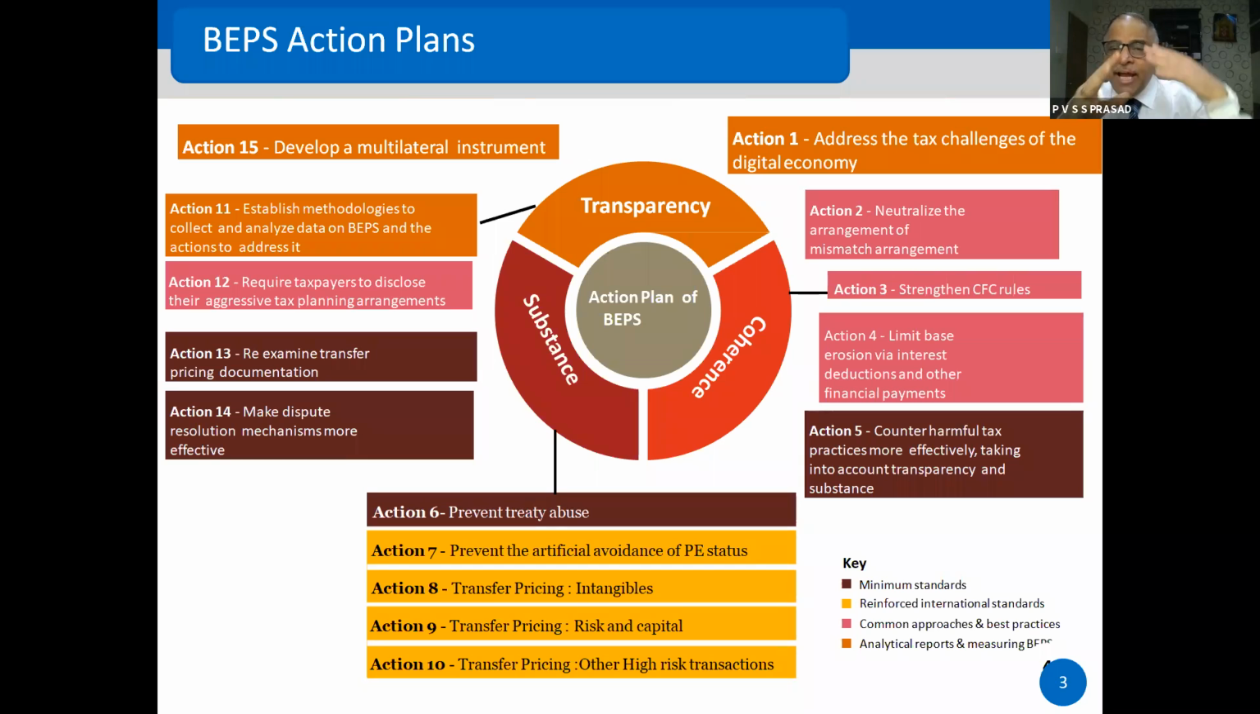This is how the action plans need to be implemented partially through the domestic law of the respective countries, and some of the measures, like Action Plan 7, which deals with permanent establishment, Action Plan 2, which deals with hybrid mismatches, and Action Plans 6 and 14, both minimum standards, all have to be brought in through the tax treaty network.